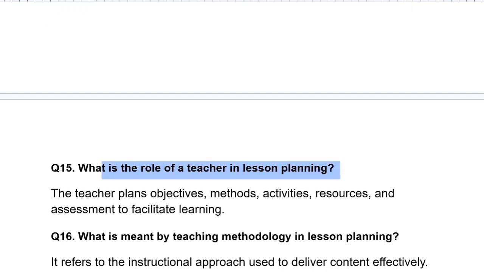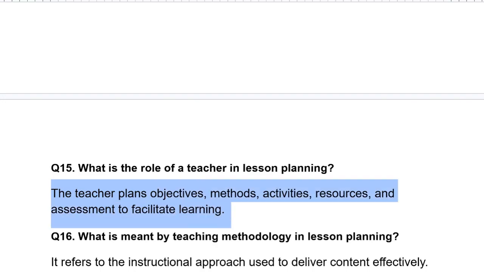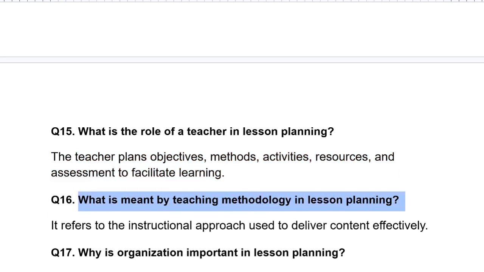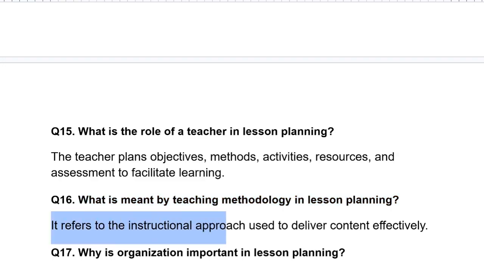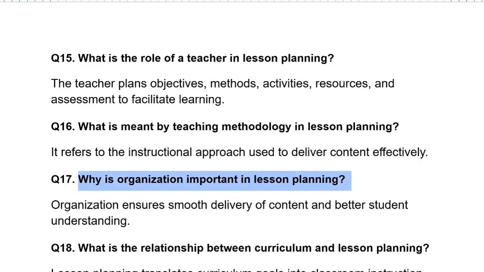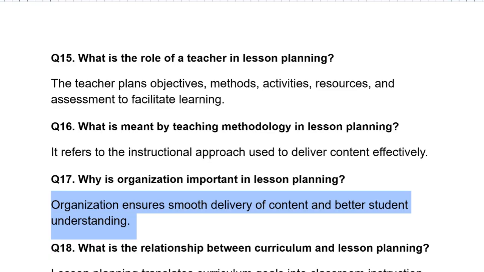What is the role of the teacher in lesson planning? The teacher plans objectives, methods, activities, resources, and assessment to facilitate learning. What is meant by teaching methodology in lesson planning? It refers to the instructional approach used to deliver content effectively. Why is organization important in lesson planning? Organization ensures smooth delivery of content and better student understanding.